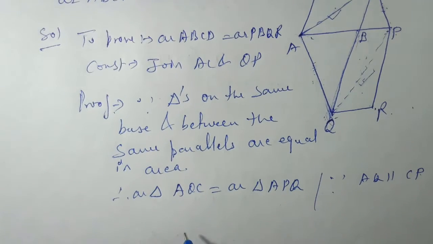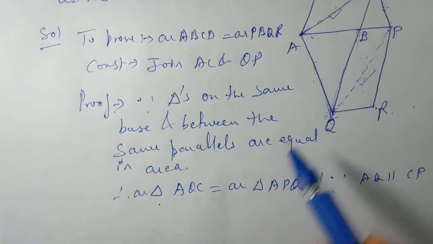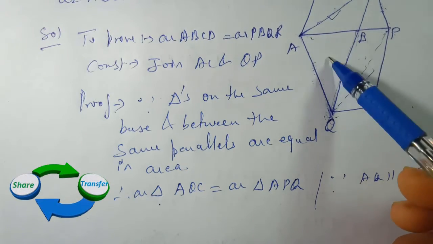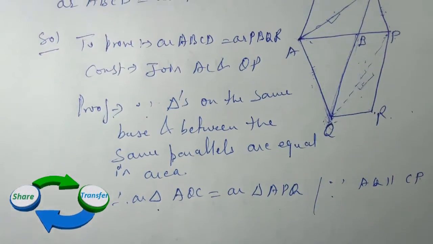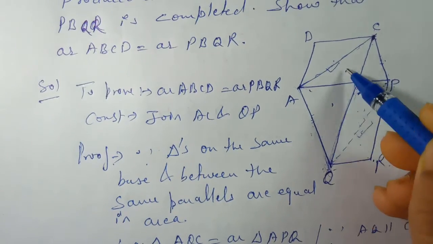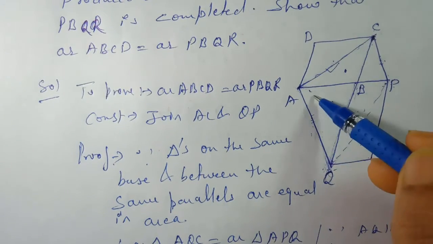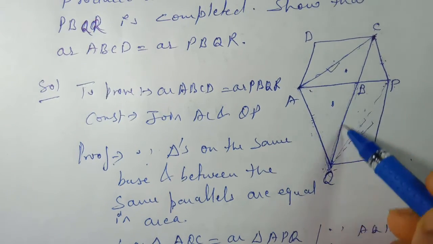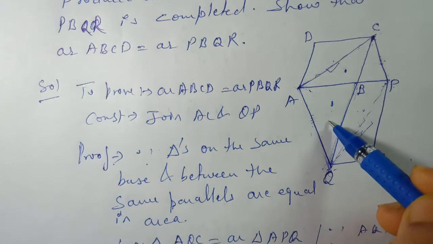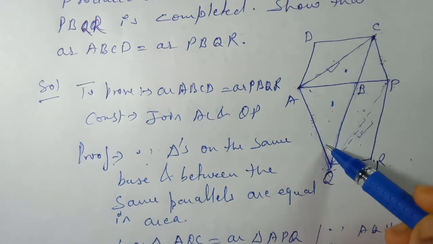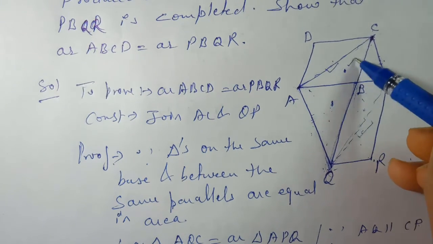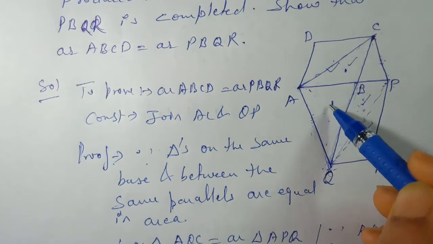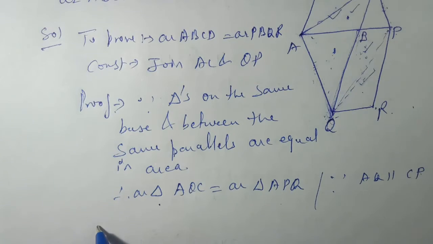Now taking this, triangle AQC is formed by combining these two triangles. The same way, APQ. Triangle ABQ is common in both of them. So if we remove triangle ABQ from both of them, we get the areas of these two triangles as equal. So first we subtract this triangle from both of them. Let us first split it.